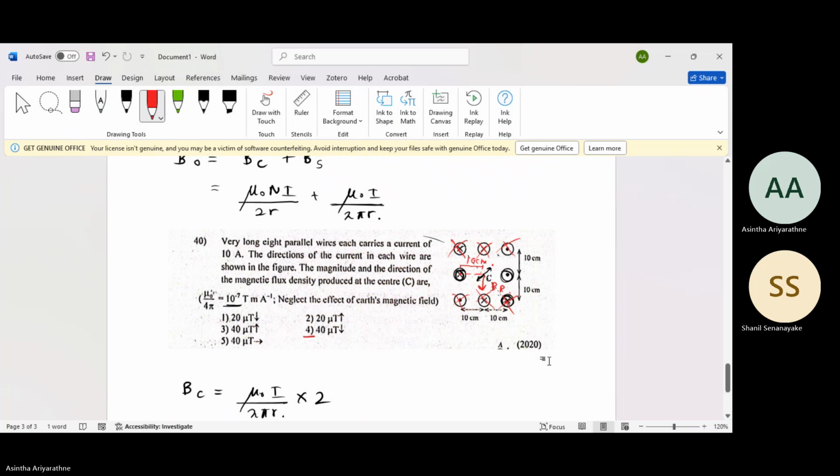Right, so these conductors. The total resultant magnetic field at the center is only due to these two conductors. All the other conductors get cancelled out.